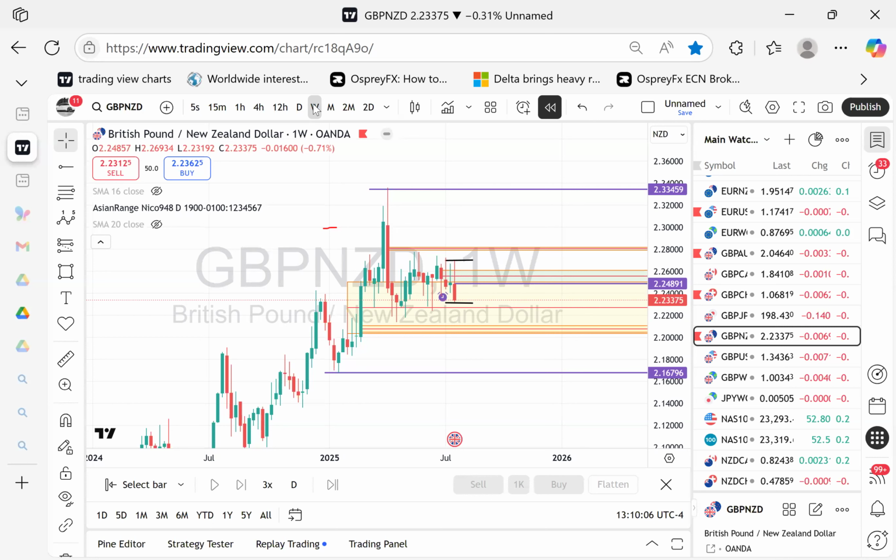Based off of this structure, what I'm seeing on this weekly time frame is that price has tapped into the other block. And so, why are you still waiting for it to come down to this area here? Because it never hit the imbalance.